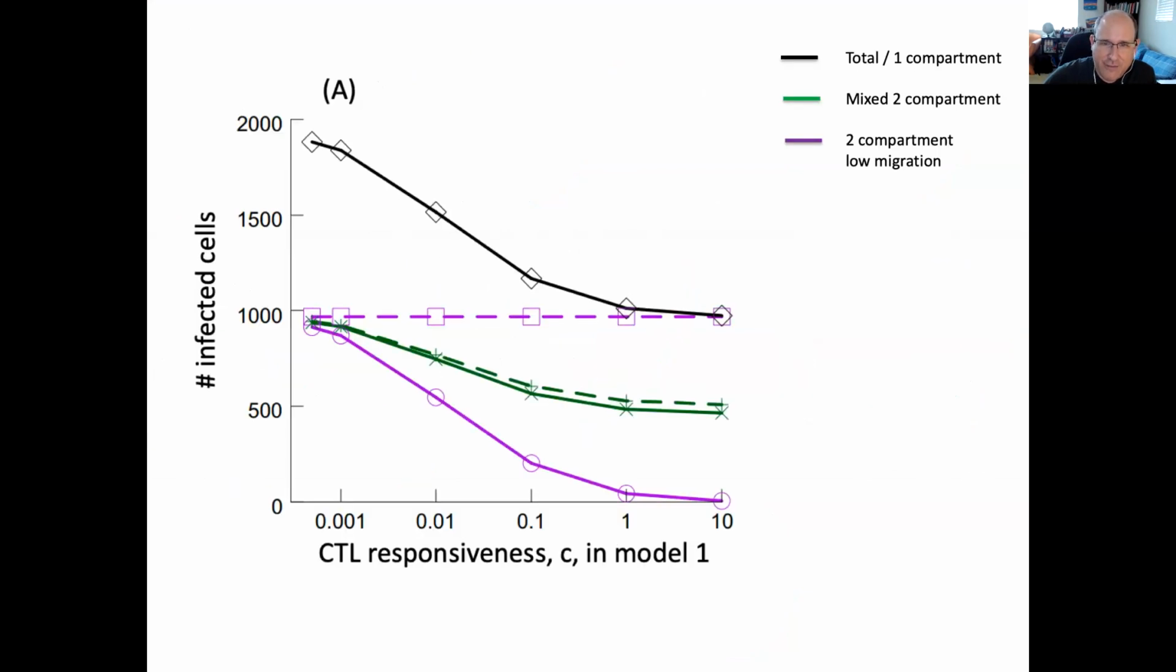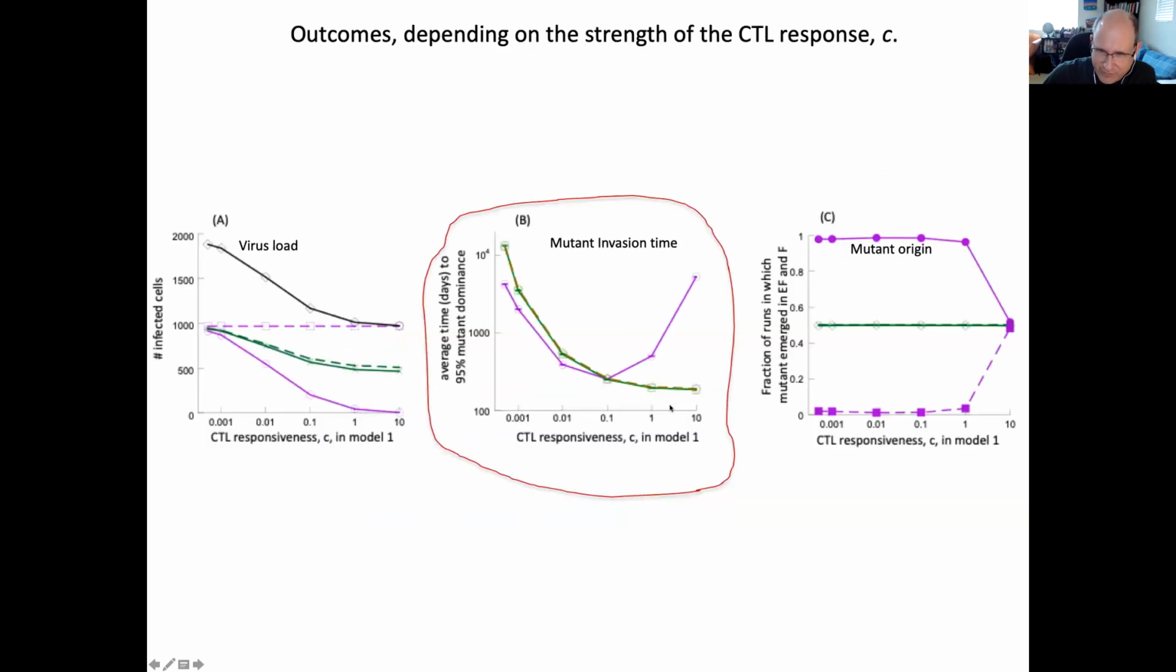So the first graph is pretty clear. The purple line is the two compartment model, and the green line is the mixed model, and this is the single compartment model or the total amount of virus in general. Here we just look at the infected cells, and this is showing what I showed you before. If you've got the 2-compartment model with low migration, the F compartment always has high virus load. The EF extrafollicular compartment goes down as the CTL response gets stronger, because that's where the CTL act. If they mix really fast, there's no difference between the 2 compartments, which is also expected. So that's just standard stuff.